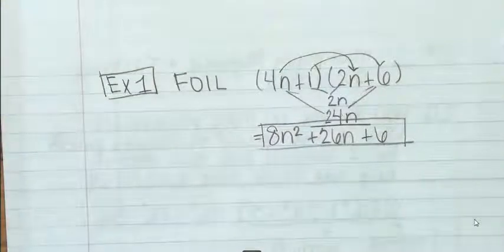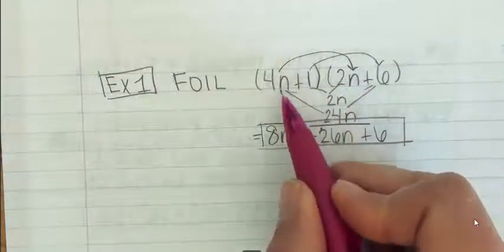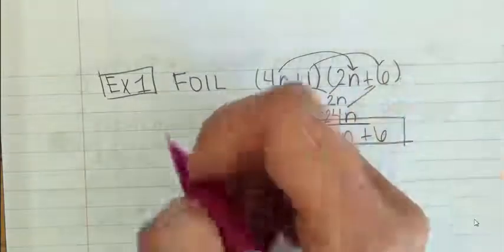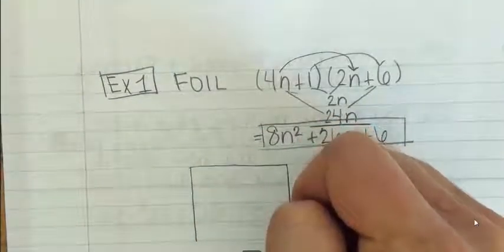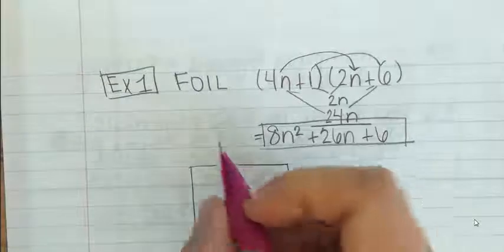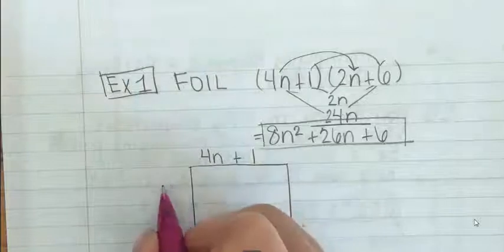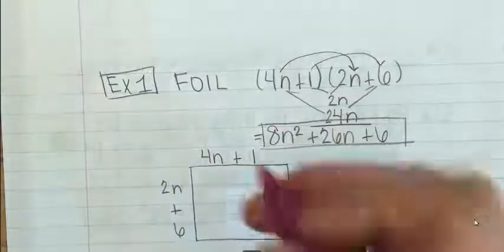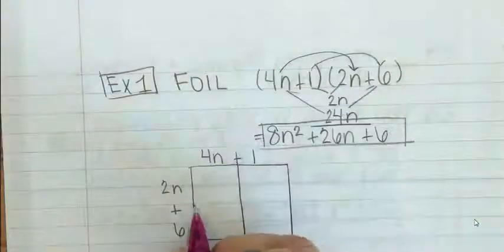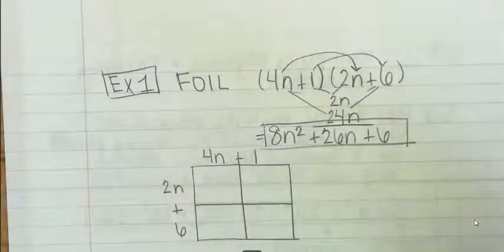Pretty simple. Let's also look at that using an area model or a box method. So another way that you can do this, because multiplication, think of this as like multiplying base times height. So if I were to create a box, and I tell you, okay, this side right here will be like 4n plus 1, and this side right here will be like 2n plus 6, I can then multiply and get the total area of this. So basically when you're multiplying these two binomials, it's like taking these dimensions, the base and the height, and getting an area.